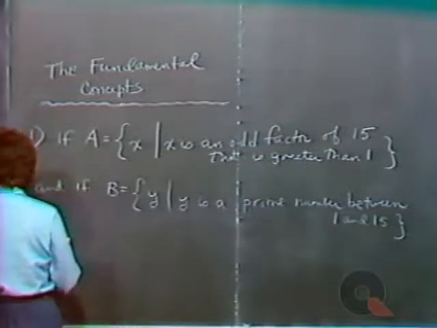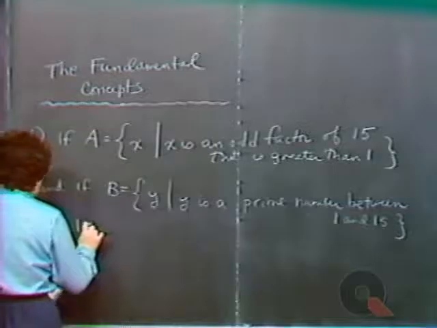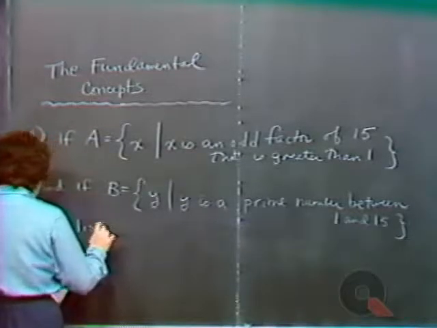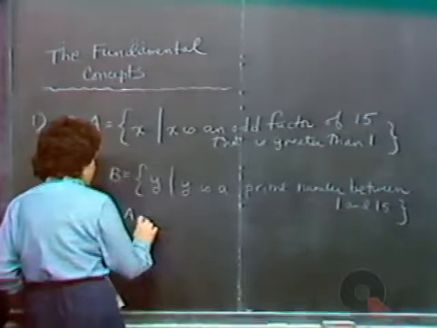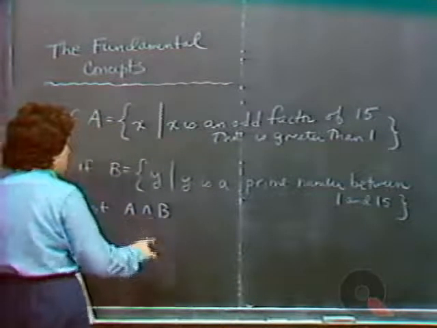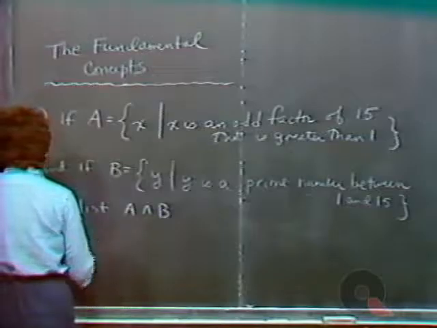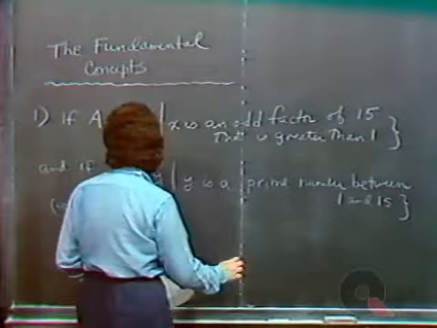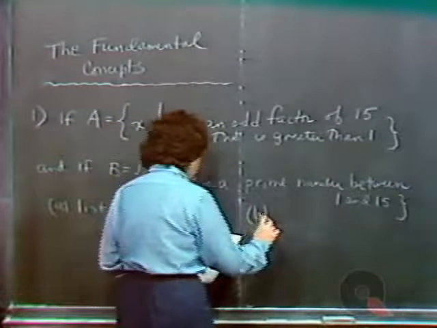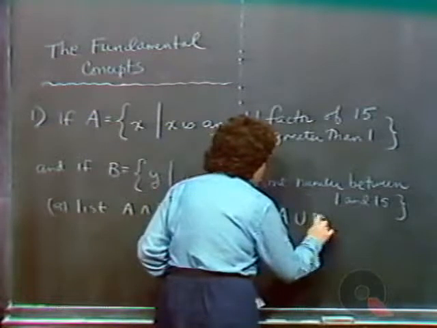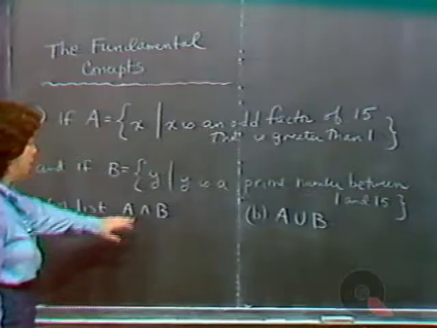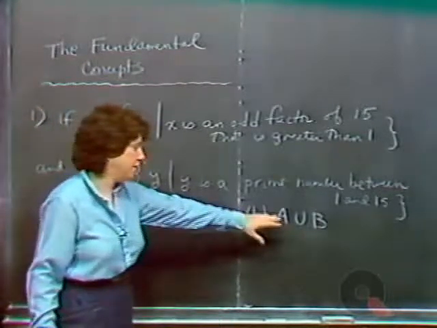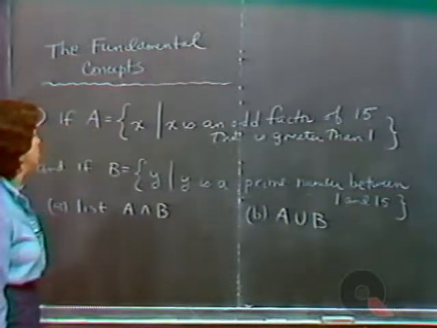list A intersect B, list the elements in that set, the intersection, and also find A union B. So find all elements in the intersection and in the union of these two sets.